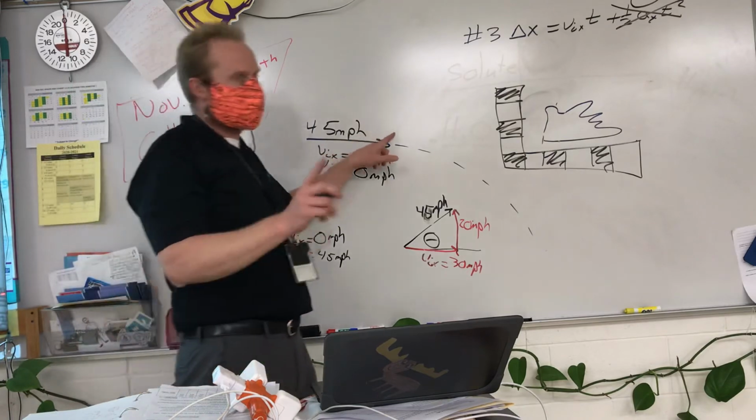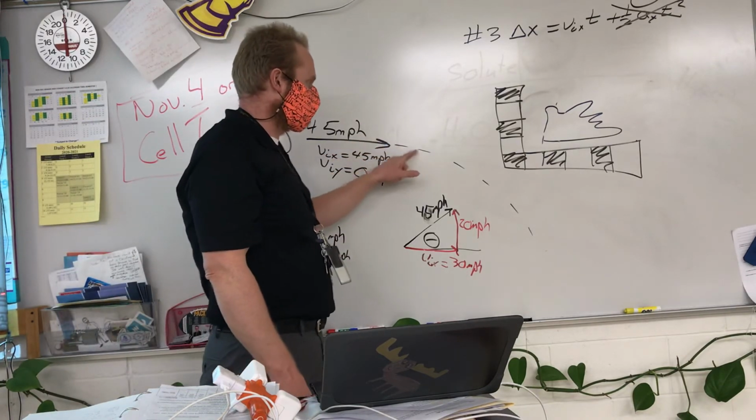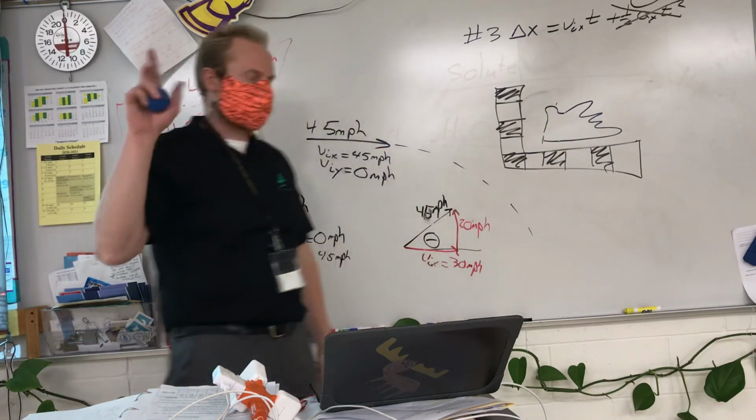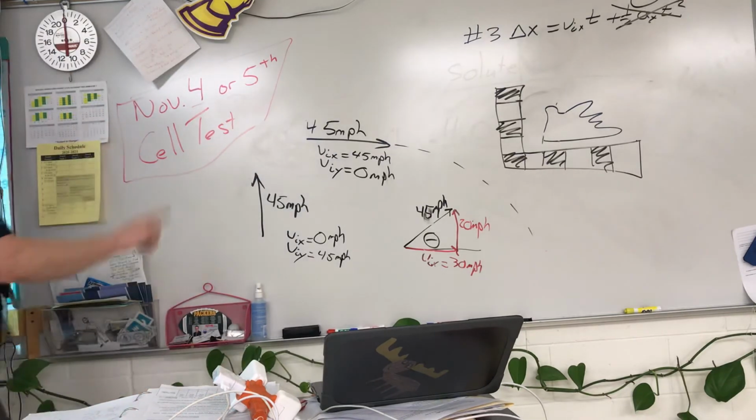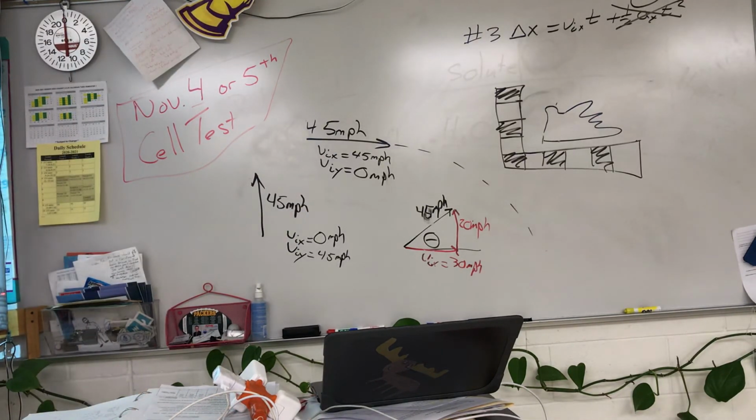Okay, now what's really going to happen is as soon as we release that ball, it's going to become a horizontal launch. But we can look at the speed of that ball and say, well, it was a horizontal launch. None of that 45 miles per hour was vertical speed. It was all horizontal.